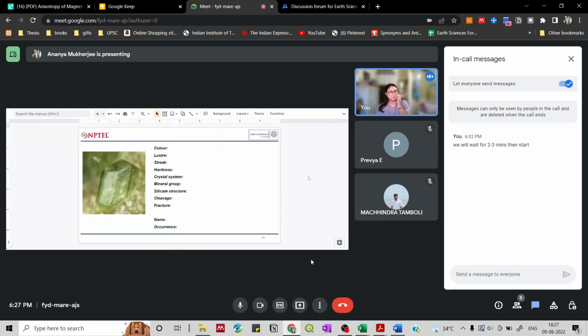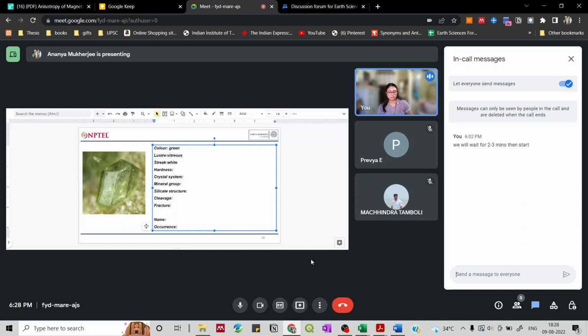So the next one, can you guess? Can you tell me the color for this? What does this look like? Greenish. Yes, so this is green. And the luster is, any guess? Okay, so the luster, as you can see over here, is also vitreous. Then streak is also usually white for this mineral.